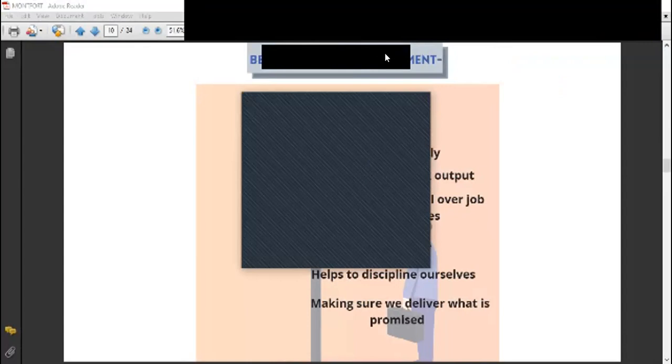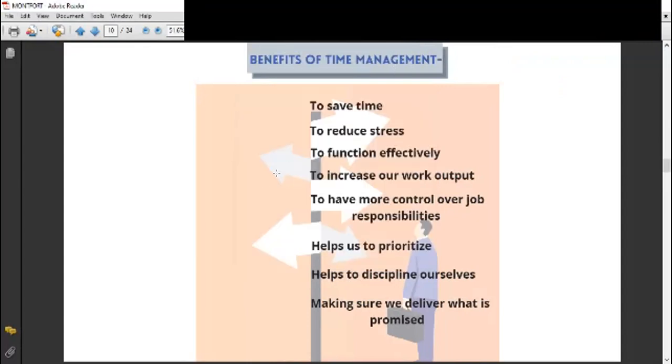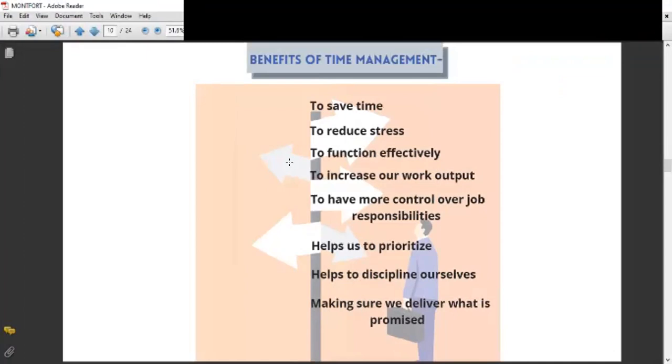Now, next topic: benefits of time management. There are many things associated with the benefits of time management. If we manage our time, we won't be in stress later on. We won't worry about things. Let's go through it one by one.